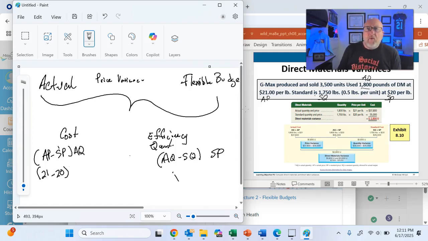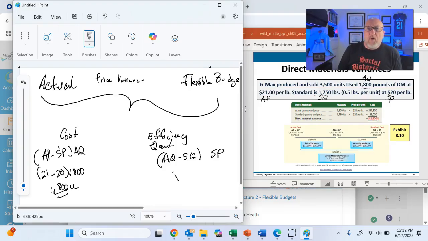And then the actual quantity, 1,800 pounds. So this total variance is 1,800 unfavorable, because the actual price is higher than the standard price. Then I can do the same thing for efficiency.